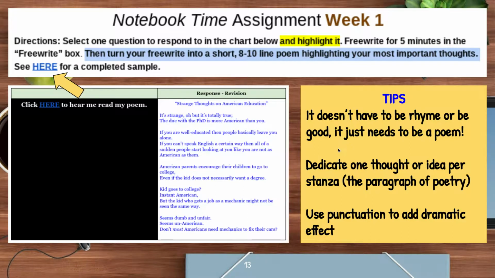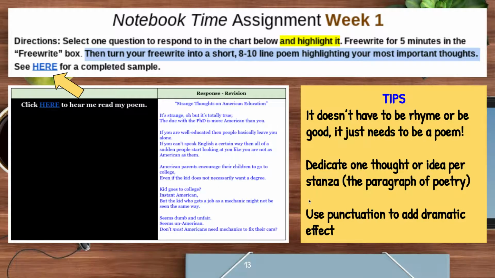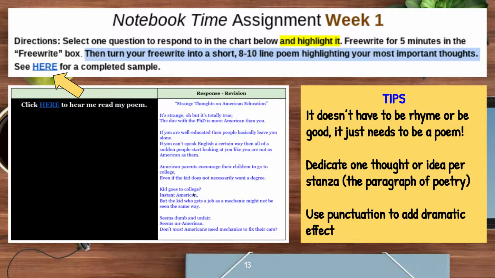Okay. What I want you to do is just dedicate one thought or idea per stanza. See how this is one stanza, or the paragraph of poetry, and this is another thought. So I made it its own separate thing. Okay. And then use the punctuation to add dramatic effect. Use those question marks to ask questions. If you really want me to pause and think about something, you can do something like this, instant American, comma, and then start a new line. But the kid who gets a job, etc.